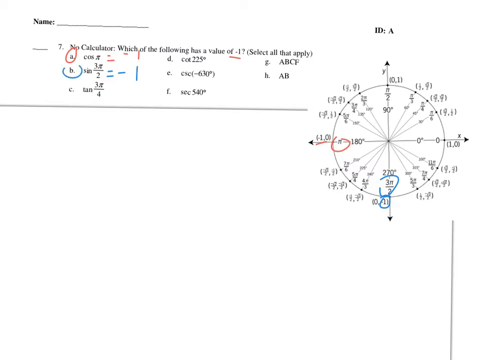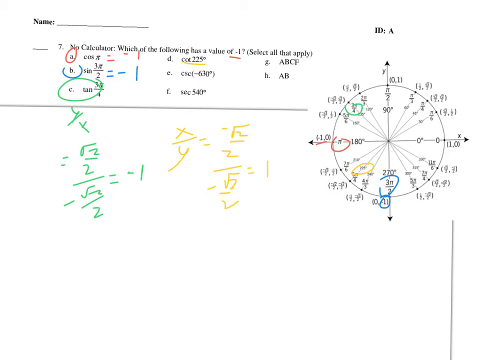And then next up, tangent of 3 pi over 4. Remember, that's y over x for tangent, so 3 pi over 4 is right here. And so my y over x is rad 2 over 2 divided by negative rad 2 over 2. Now that's the same thing twice, except one of them's negative, so that will definitely come out to negative 1. So that one's correct. All right, next up, cotangent of 225. So cotangent, remember, is x over y. And so it's negative rad 2 over 2 over negative rad 2 over 2, which is positive 1. And so that is incorrect because we need it to be negative 1.